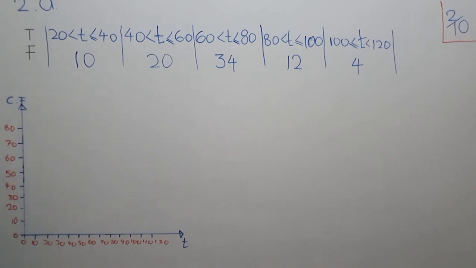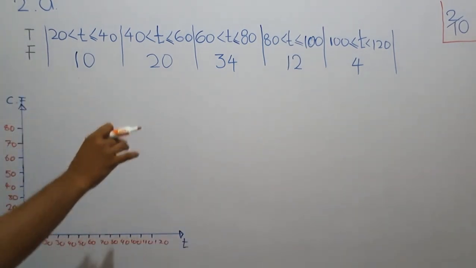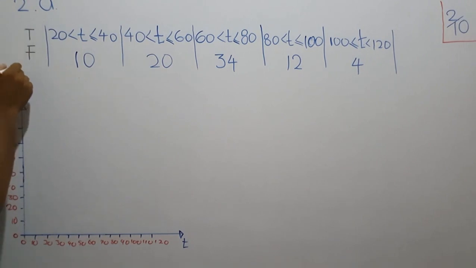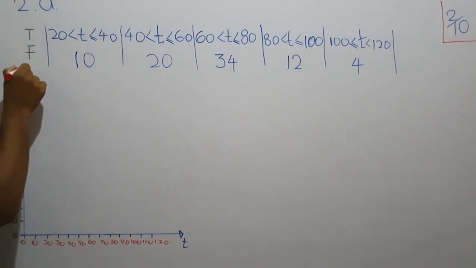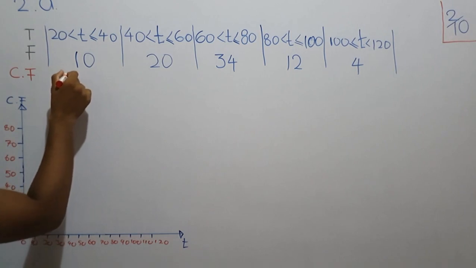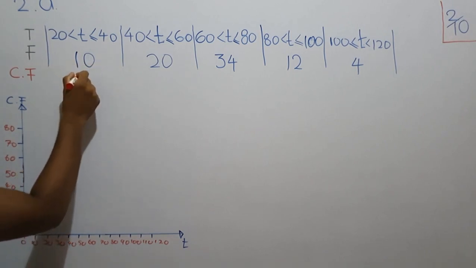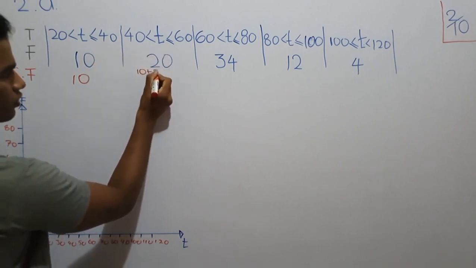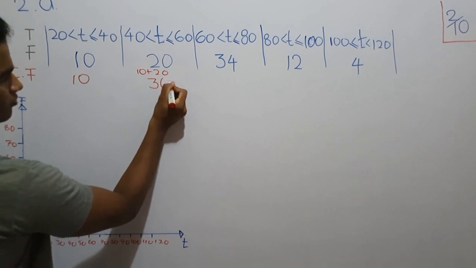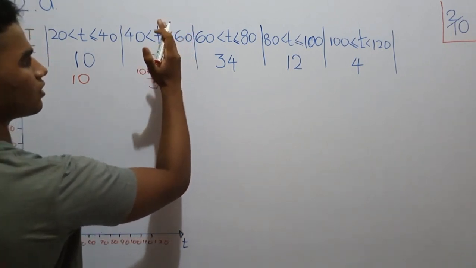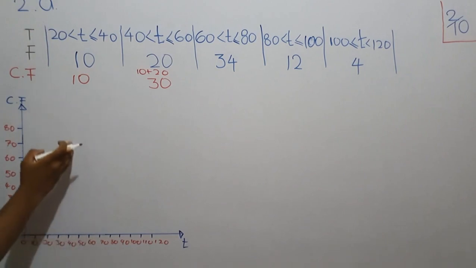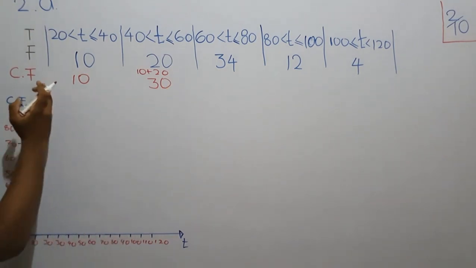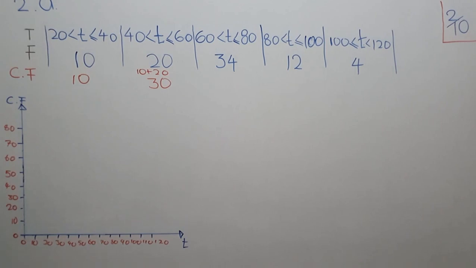Now cumulative frequency is basically adding them as you move along. As you go along, adding them. That is meant by cumulative frequency. So cumulative frequency, I'll write as CF, is, now nothing to add here, it's just 10. But look at this place, it's 10 plus 20, which makes it 30. So until the 60th time period, there are 30 frequencies.